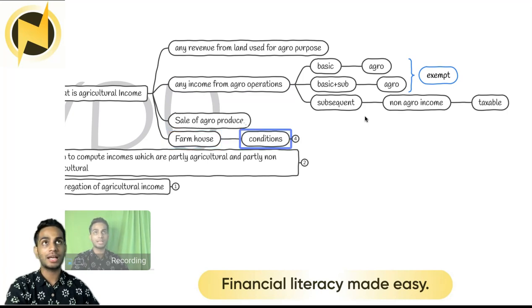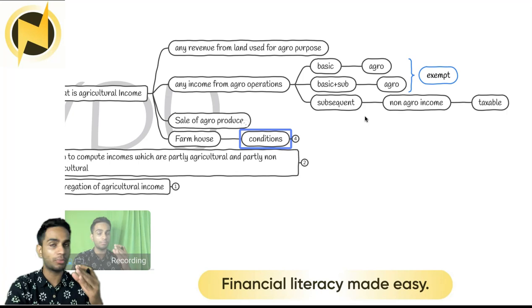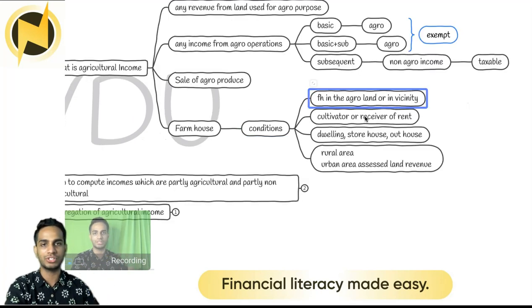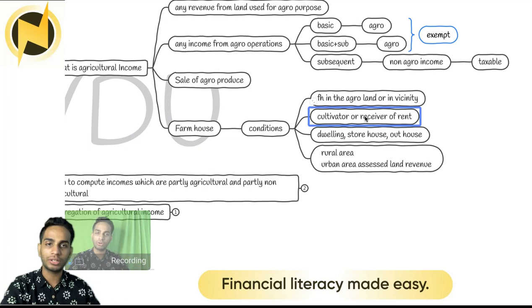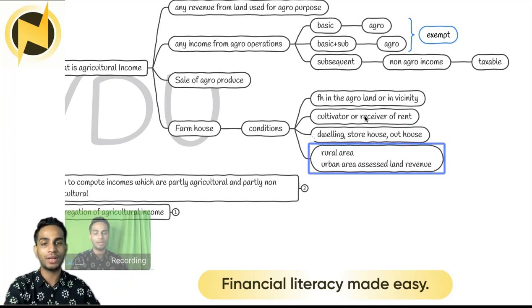Any income from farmhouse shall be treated as agricultural income, provided the farmhouse satisfies 4 conditions. And the conditions are: number 1, farmhouse in the agro land or in the immediate vicinity. Number 2, it is occupied by either the cultivator or the receiver of rent. So Mr. Amal can occupy or myself can occupy. It can be used as a dwelling house, that is for staying purpose, residential purpose. It can be used as storehouse for storing our agricultural produce, or as outhouse to store our tools, equipment, machinery and all. And finally, it should be in a rural area. If not in a rural area, it should be in an urban area which is assessed to land revenue. Alright, clear? So rural area, urban area, how to classify, we saw, right?